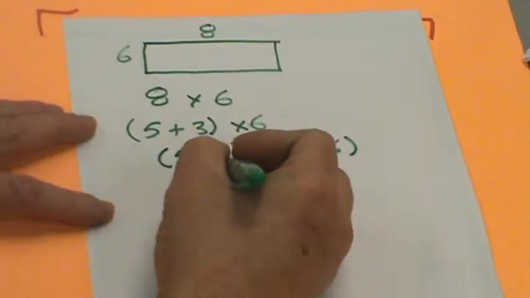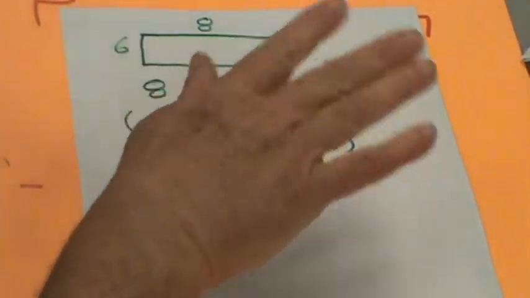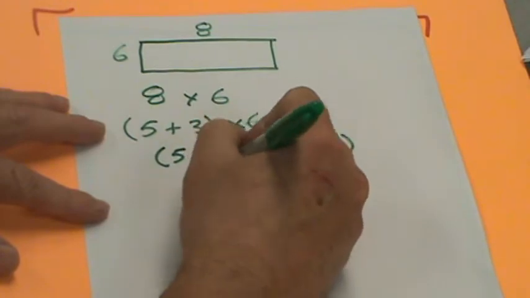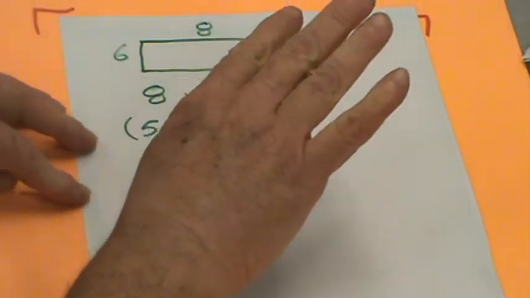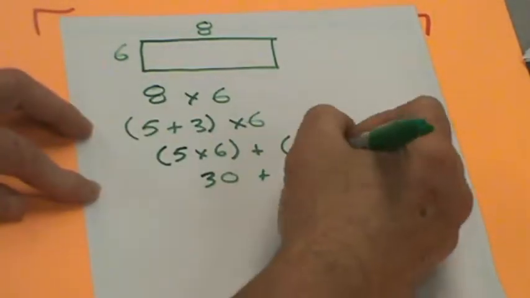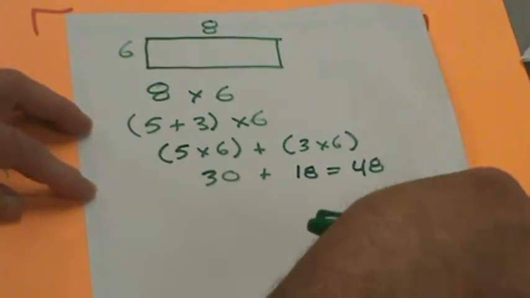Kind of like what we did. 30 plus 18. 5 times 6 is 5, 10, 15, 20, 25, 30. So 30 plus 3 times 6, which is 3, 6, 9, 12, 15, 18. And that would equal 48. 48 units. So distributive property in action. Kind of just redid it for you. Why not? All right. Time for problem set time.